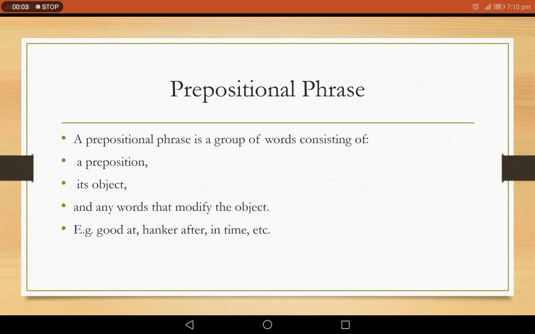This is the last part of our class on prepositions. We are going to discuss what a prepositional phrase is. A prepositional phrase is a group of words consisting of a preposition, its object, and any words that modify the object. Examples are good at, hanker after, in time, etc.